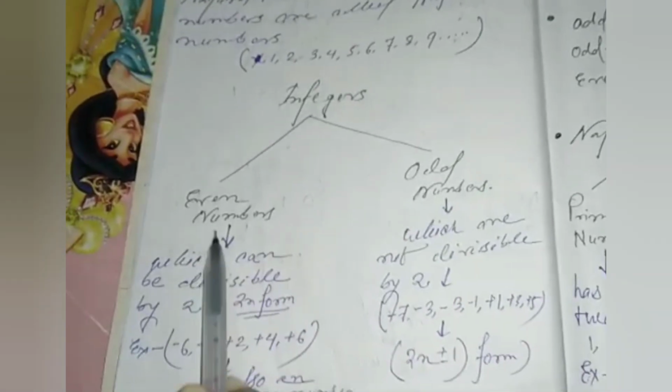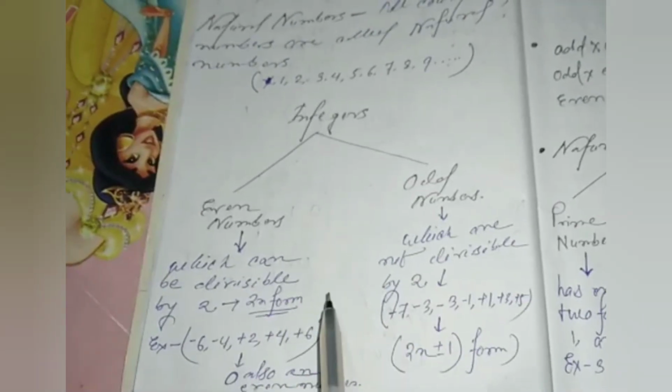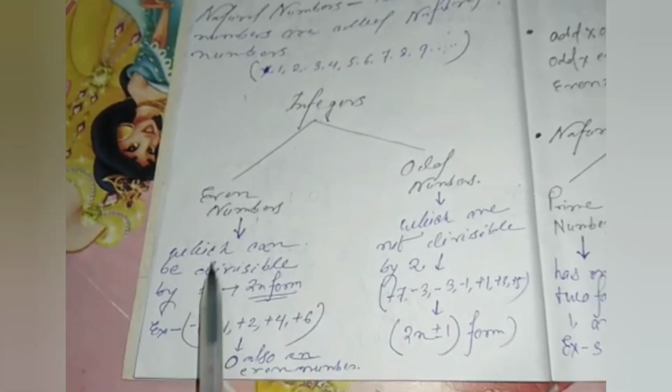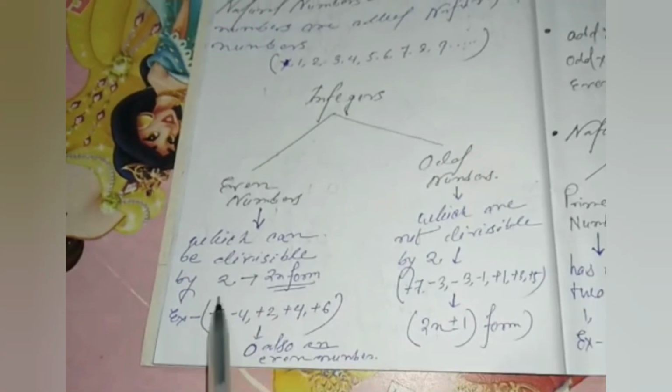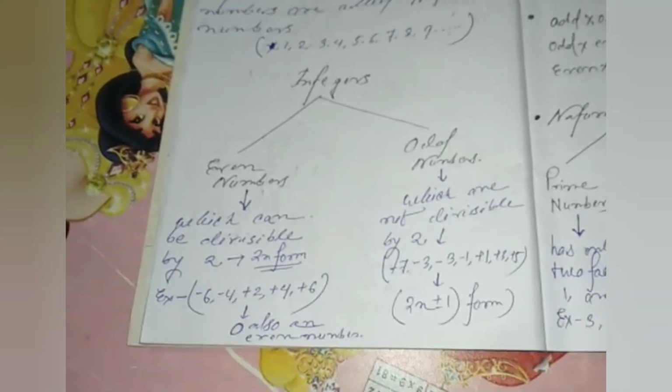Here are the even numbers and odd numbers. Even numbers and odd numbers are integers. So what are even numbers? Numbers which are divisible by 2 are even numbers, and numbers which are not divisible by 2 are odd numbers.